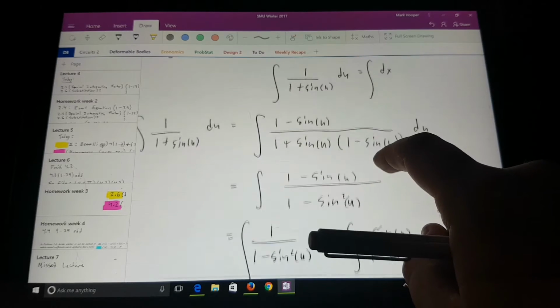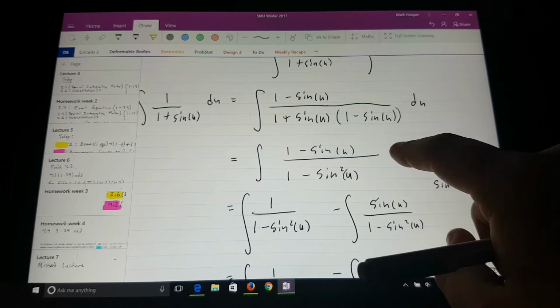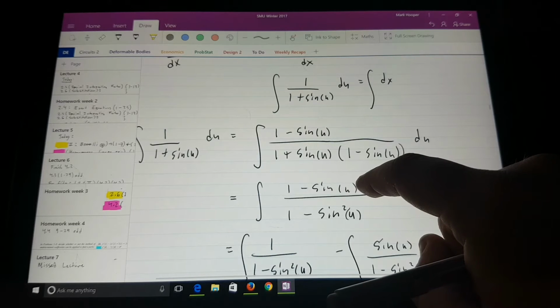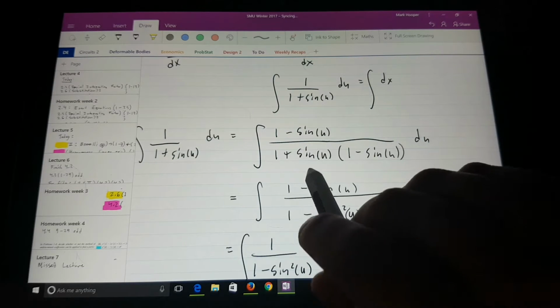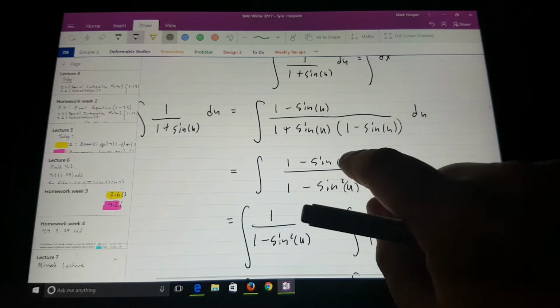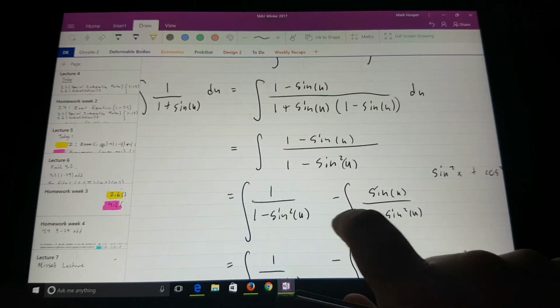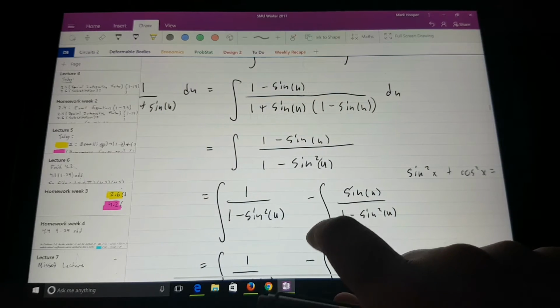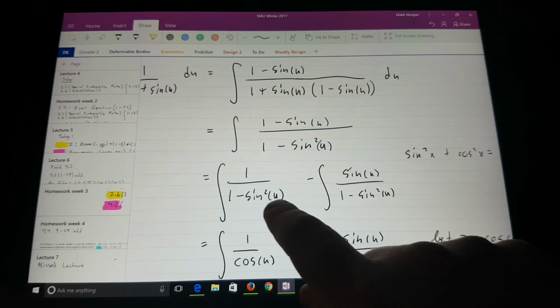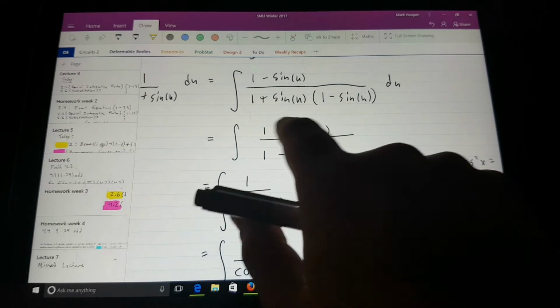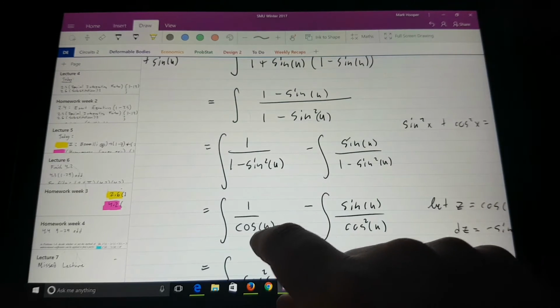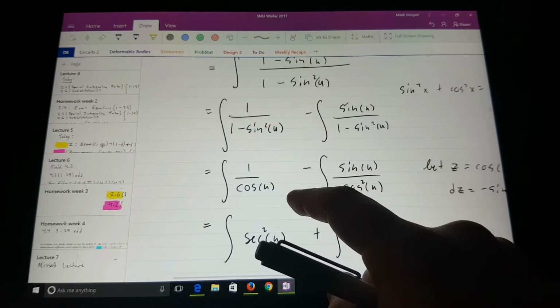I multiplied by the conjugate and got this out here, so I have that, and then I use the trig identity there to turn that into a cosine u, just because I could split up this fraction, so it's 1 over this, so that's 1 over cosine u, that's secant.